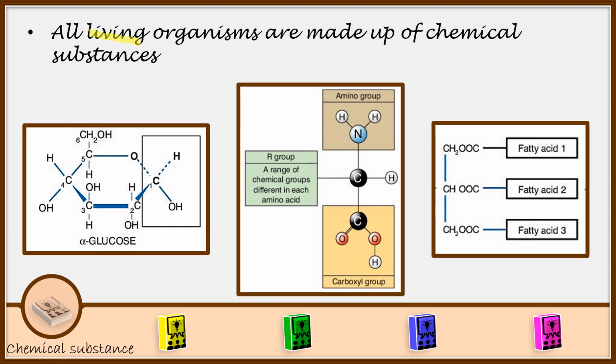All living organisms are made up of chemical substances. So when we are talking about living organisms, we say all of them are made up of chemical substances. And those chemical substances can be lipids, proteins, glucose, fats and oils, and many others.